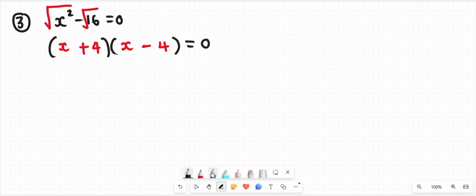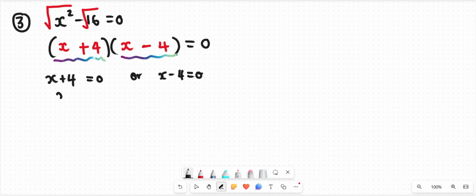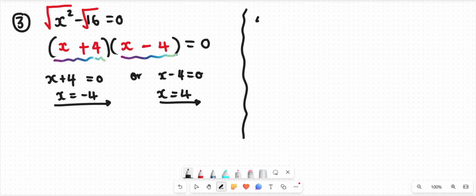Now that I have two things that are multiplying, this is my a and this is my b, and a times b is giving me 0. I could just take the first bracket, x plus 4, make that equal to 0, or the second bracket is equal to 0. If you solve for x in the first one, this is a negative 4, I just took it over and the sign changed. And the second one would be a positive 4, and those are my final two answers. So that's how example 3 goes.